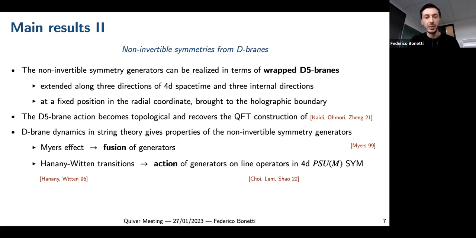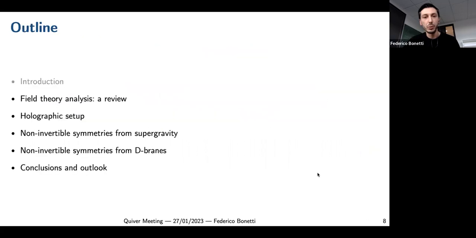So this is a sort of appetizer of the sorts of things that I will explain in the remainder of the talk. Therefore, before jumping into the stringy and holographic discussion, it's probably a good time to first review briefly the field theory story, as you can see from the outline. Then we will see what the main features of the Type IIB realization are, and how supergravity and branes can indeed uncover quite non-trivial aspects of non-invertibles.